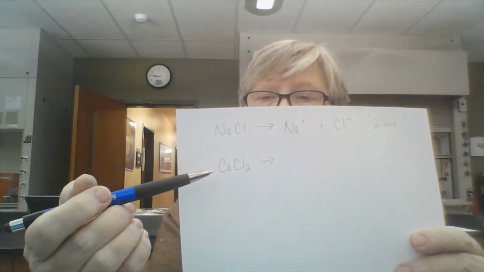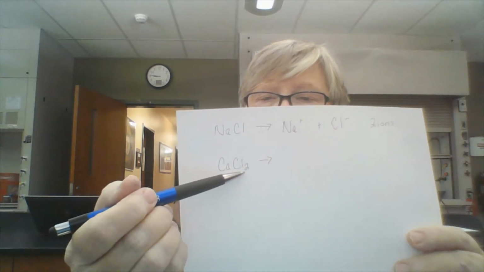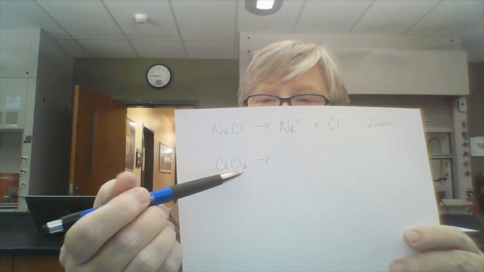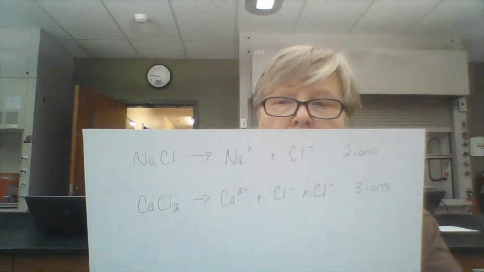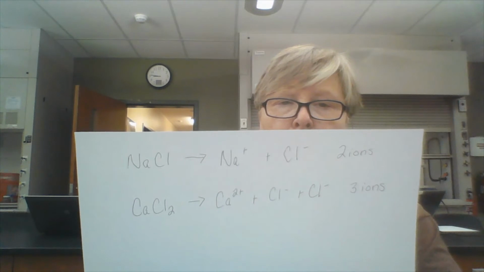2 ions in that solution. Now when we have calcium chloride, we have a subscript on the chloride, and that means there's 1 calcium, but there's 2 chloride ions. And so that actually breaks up into a calcium 2+ ion plus 2 chloride ions for a total of 3 ions. Let me show you that equation. You can see 1, 2, 3 ions.